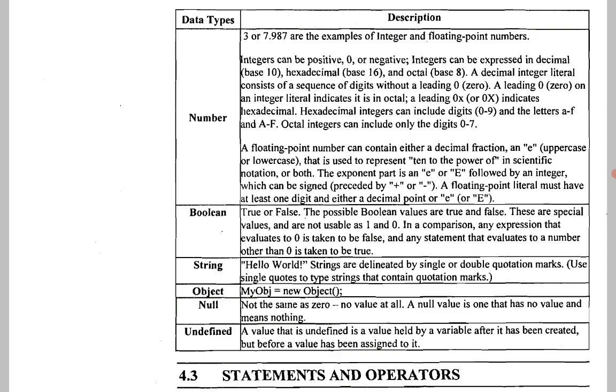Boolean, the next data type, is another type of data type. What is a Boolean data type? Boolean data type means true or false. Generally, it is not available in C and C++.